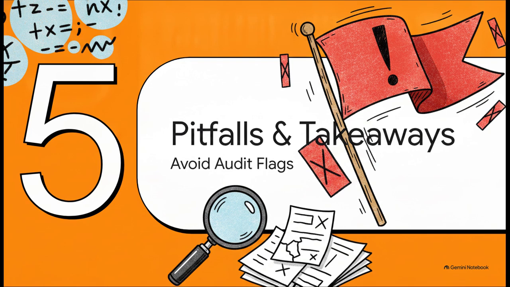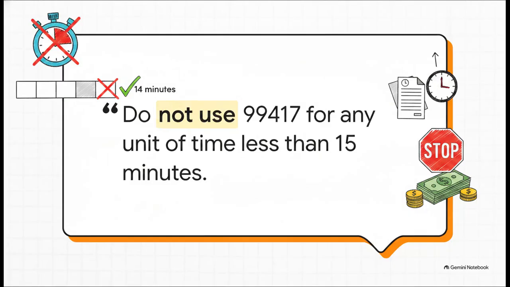We've got the math down, but let's review the compliance traps that will immediately trigger an auditor's red flag. I really want to draw your attention to this direct rule right out of the guidelines. Do not use 99417 for any unit of time less than 15 minutes. I know it sounds super simple, but you'd be surprised how often it's violated. Listen, if you have 14 minutes of leftover prolonged time after your primary code, that time is entirely unbillable. You literally cannot claim it.